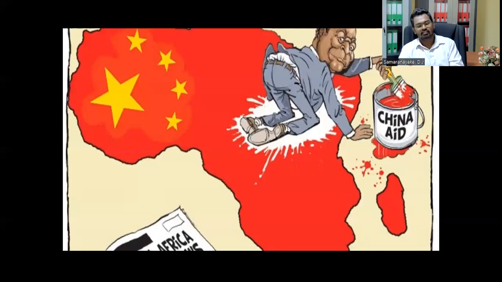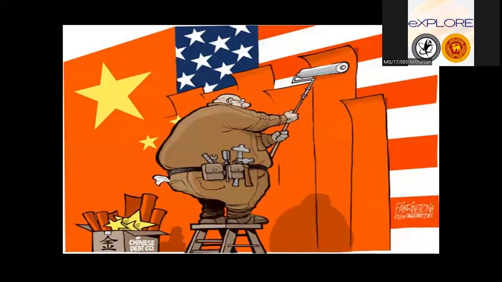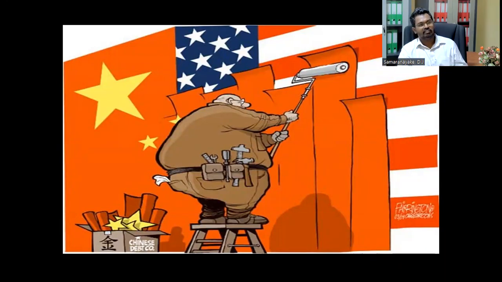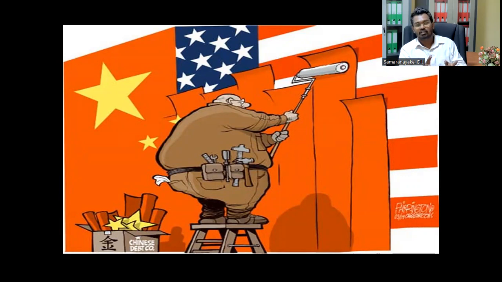And then the last picture before our discussion is this. What can you see here? Is China giving debt to American countries, or America? If you connect with the previous one, you might see it that way, but this is rather giving debt to America. China is replacing the American flag with Chinese values. So what does it mean exactly? I will come to that topic soon.